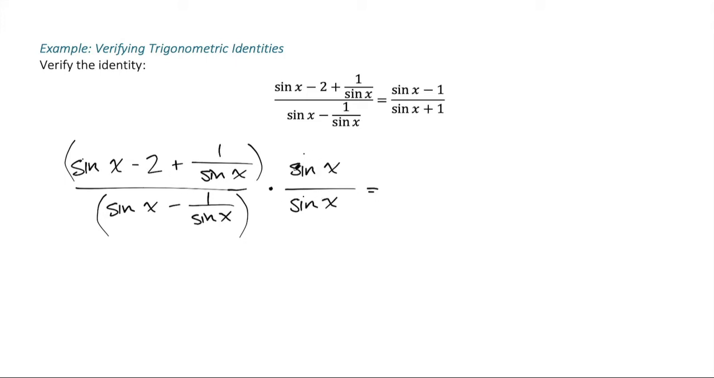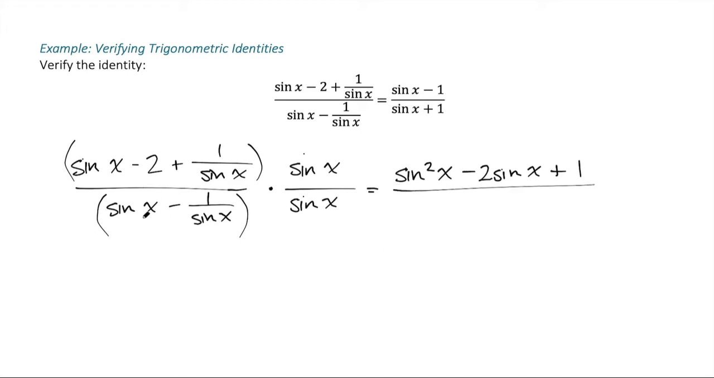But now I'm going to take this sine of x and distribute it to these three parts. So I have sine of x times sine of x, which is sine squared of x. And then I have minus 2 times sine of x, minus 2 sine of x. And then I have plus, this 1 over sine of x times sine of x is just 1. Okay, the sine of x cancels.